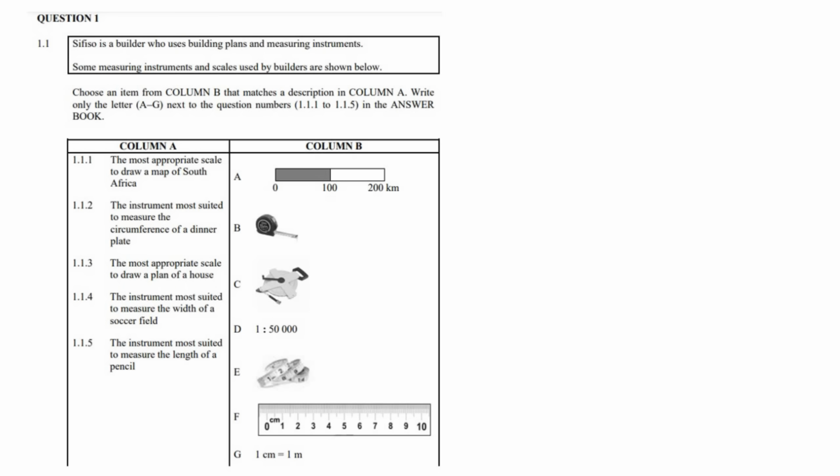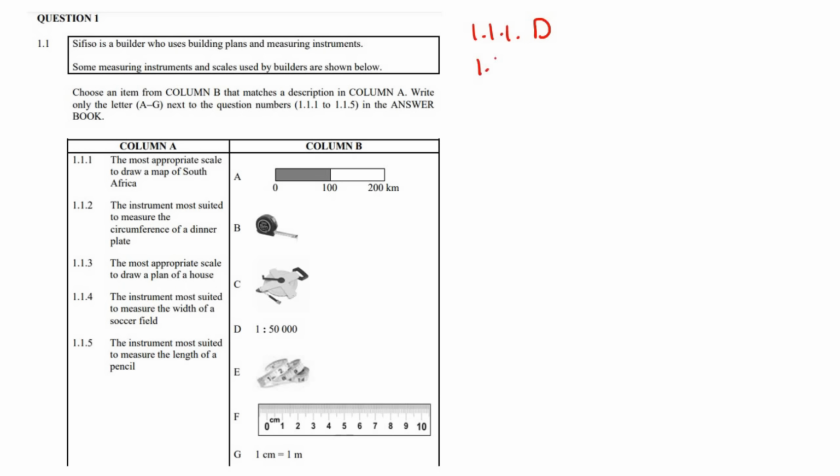So with this first one, number 1.1.1, it says, what is the most appropriate scale to draw a map of South Africa? Now, if you go look at most of the maps that you would have used when practicing in class, it's usually these 1 to 50,000s. Those are the most popular ones that we use in South Africa. So for question 1.1.1, we will say D.